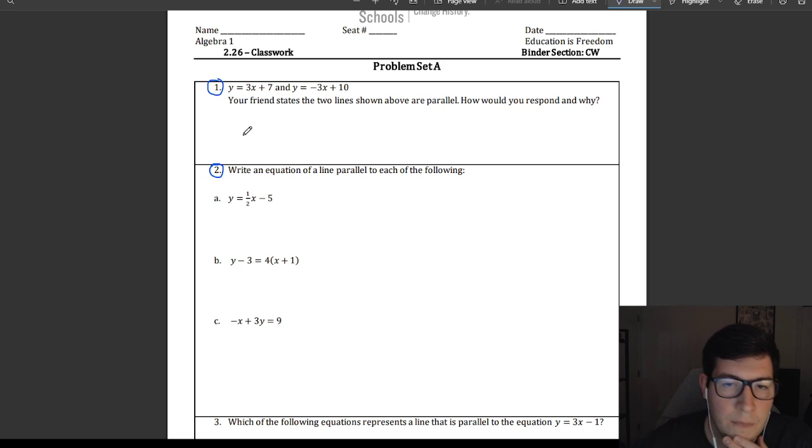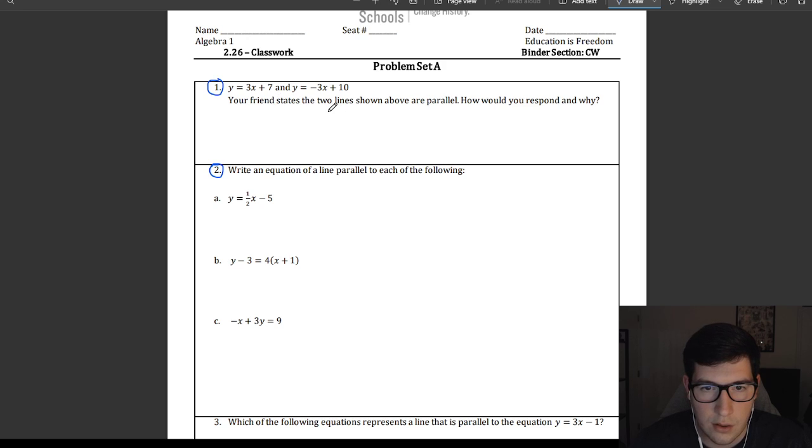All right, so bringing it back. Quickly going over 1, we have that y is equal to 3x plus 7 and y is equal to negative 3x plus 10. Your friend states that the 2 lines shown above are parallel. How do you respond and why?